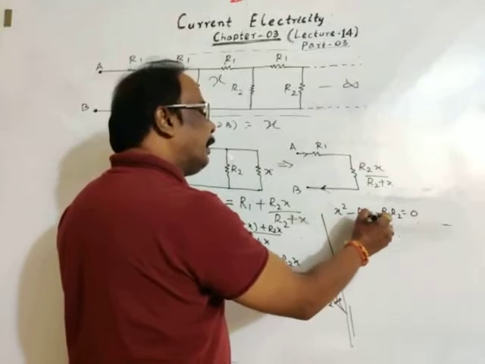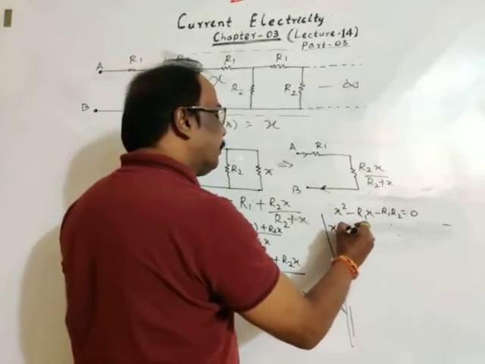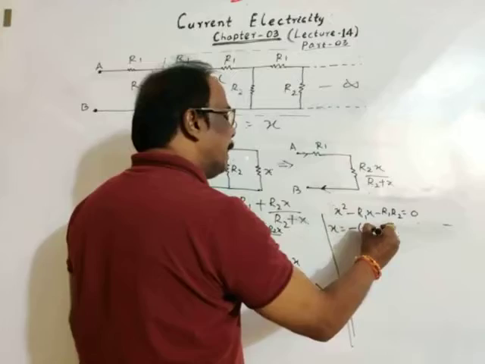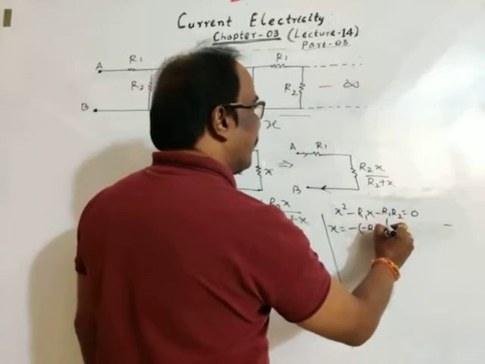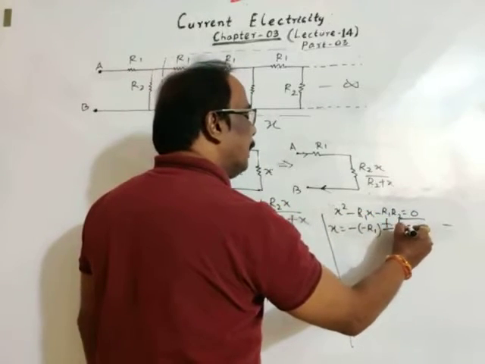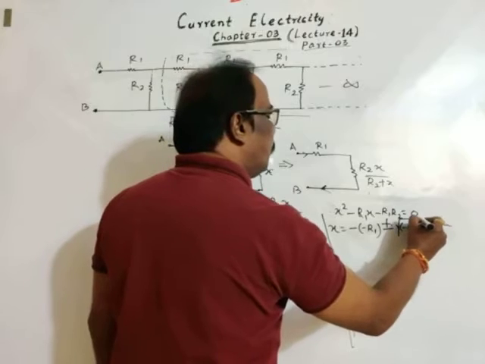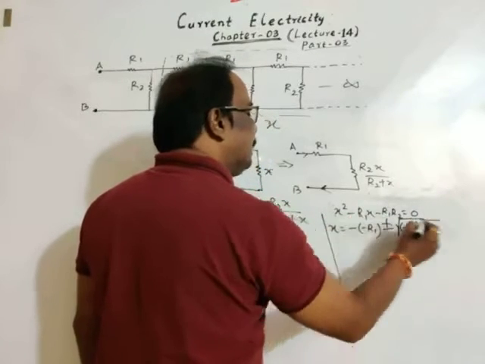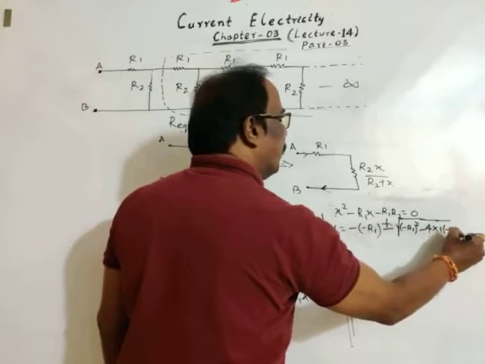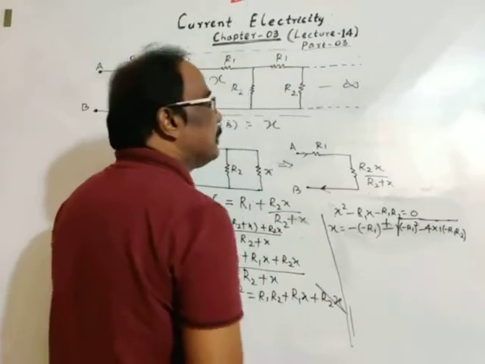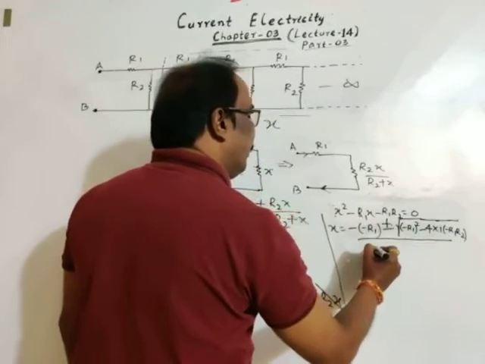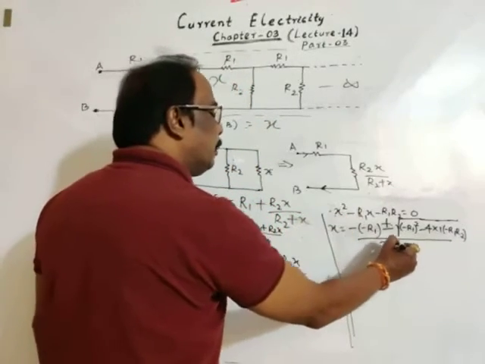R1 into X square, R1 into X, R1 R2. Okay. X is equal to, solving the quadratic equation, minus B, that means minus R1, plus minus square root of B square. Here B is minus R1 square minus 4AC, minus 4. A is 1. C is minus R1 R2. Right. Divided by 2A. A is 1, 2 into 1.